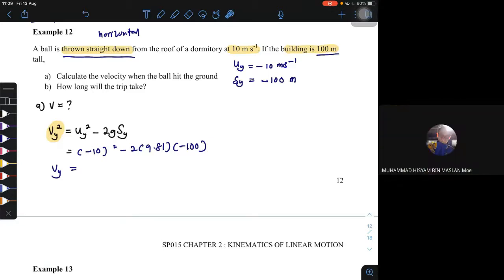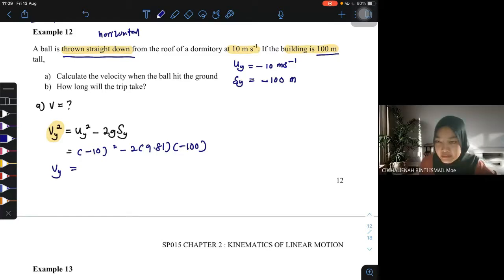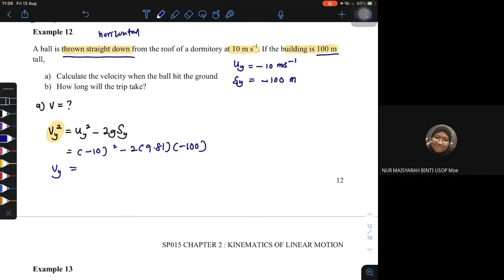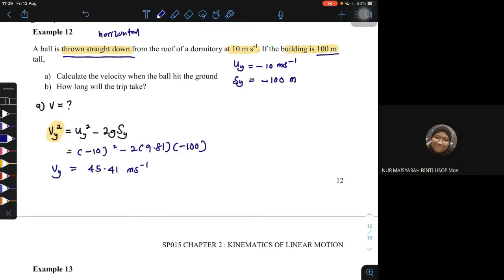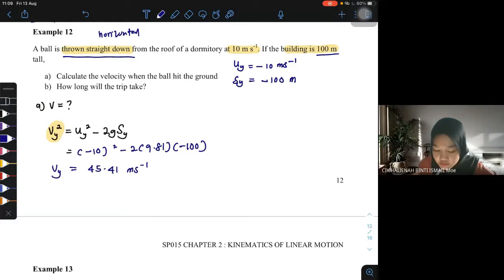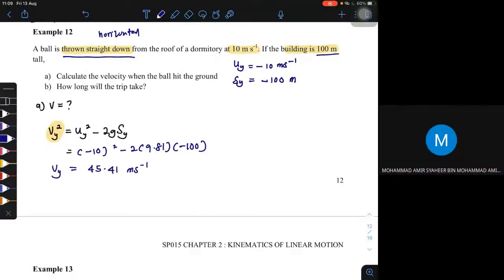Berapa dia? 45.41. 45.41 meter per second. Is it positive or negative? Kamu dapat positif? Positif. Okay, semua dapat positif kah? Ya, Miss.